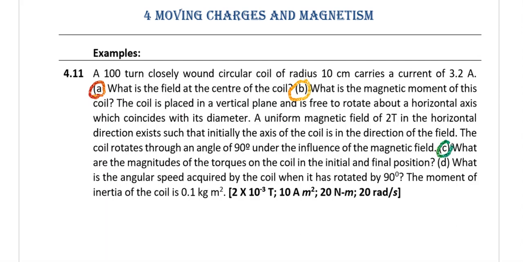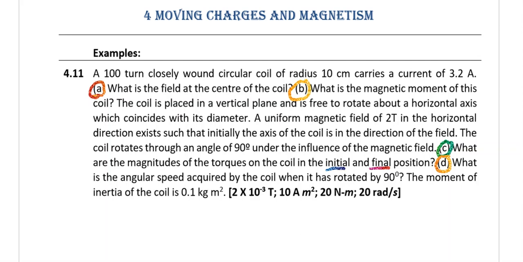And here is our third question. What are the magnitudes of torque acting on the coil in initial and final position? So two torques we are asked to find out. And lastly, what is the angular speed acquired by the coil? When torque acts, it rotates, and when it rotates, it has some omega value. So what is the omega value? So many things we are asked to find out.